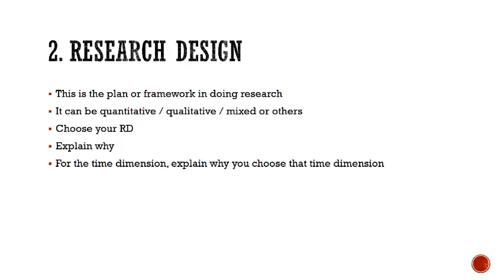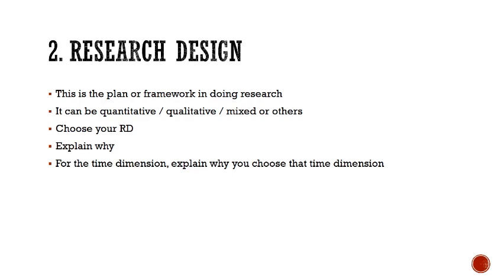And the second one is you need to write about the research design. Okay, it can be quantitative, it can be qualitative, or it can be mixed method or others. There are a lot of other research designs, but I only know about quantitative and qualitative because that's my training. And then you need to choose your research design. And then you need to answer why you are choosing that design. When you explain why you choose that design, you are telling the reader the advantage of that research design. Make it simple. Why you choose that?